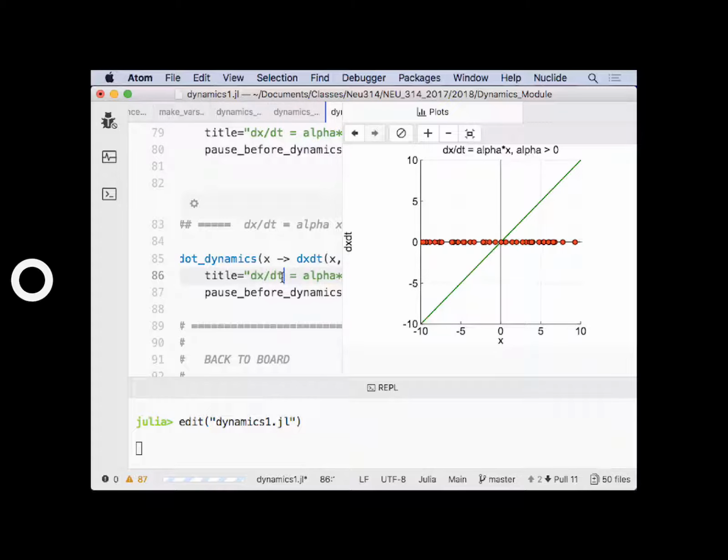For alpha less than 0, let's see what happens there. For alpha less than 0, then you move in towards it. And it doesn't matter if we add a little bit of noise, you're just going to end up moving back towards the stable fixed point. Okay. So let's do another case.